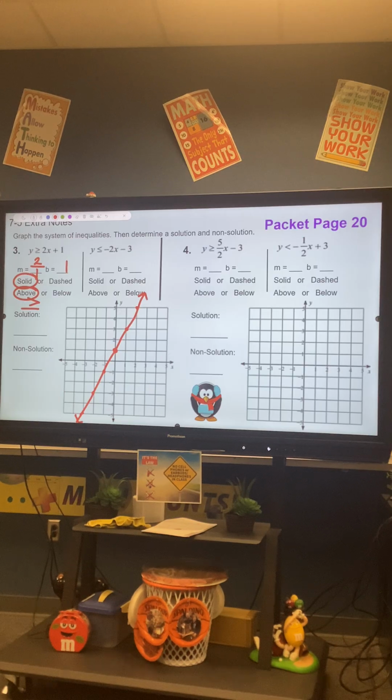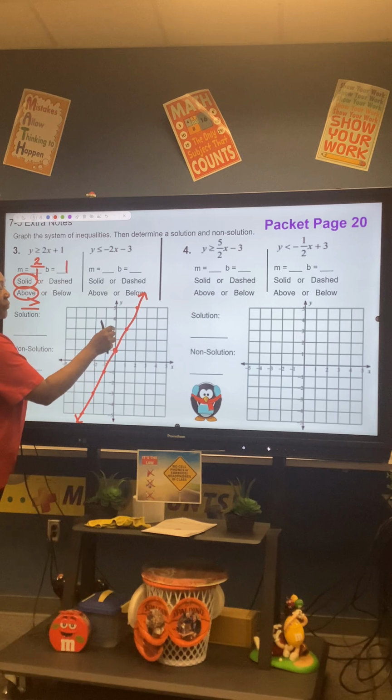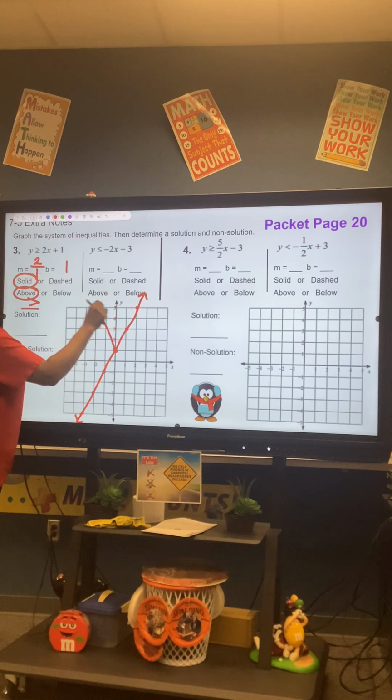I want all numbers greater than my y-intercept. That means I want all numbers that are greater than 1. So just look at the number line. If you want numbers greater than 1, you want 2, 3, 4, 5. That means you're going to shade above.